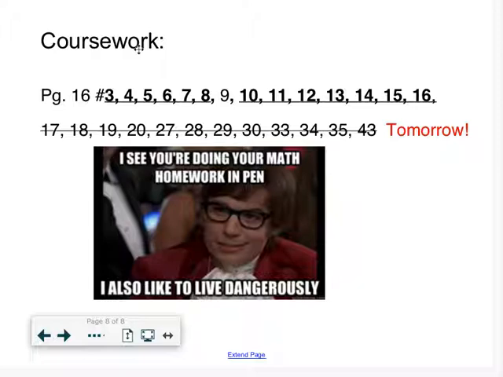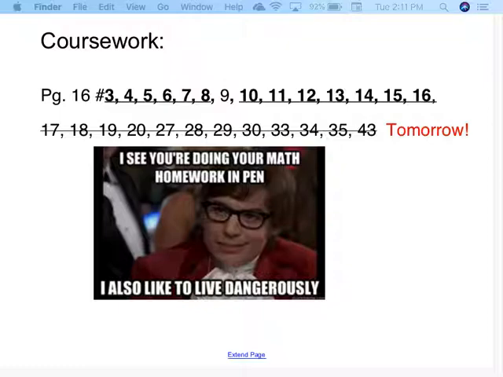Yes, Luke? Do we have to do number 9? It is not bolded or underlined, so it's not required. But if you're on a roll, you could do it. So that's happening. Okay. Now, we're going to talk about books here.